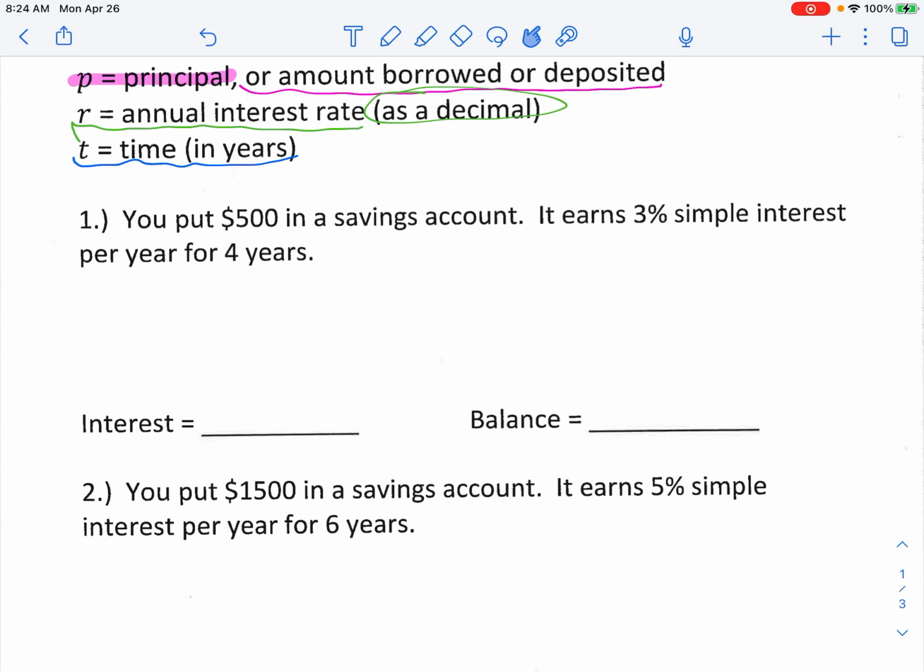All right, problem number 1. You put $500 in a savings account. It earns 3% simple interest per year for 4 years. Okay, that was a lot of information. Let's go back and look at that again. You put $500 in a savings account. It earns 3% simple interest for 4 years.